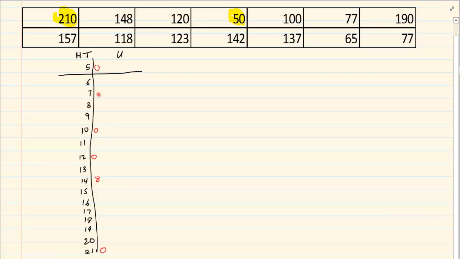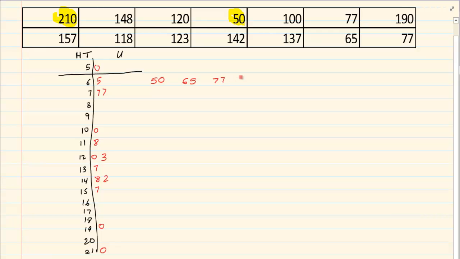Can you see that? Then we have 77. And then we have 190. And then we have 157. 118. Remember 118, 123, 142. Now you see this, the 8 is before the 2, which means we'd have to change that. 137, 65, and 77. Now if we're putting the data in order, I prefer that we write the data out horizontally. So we're going to have 50, and then we're going to have 65.